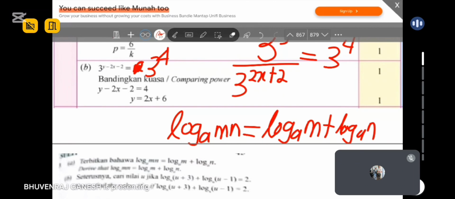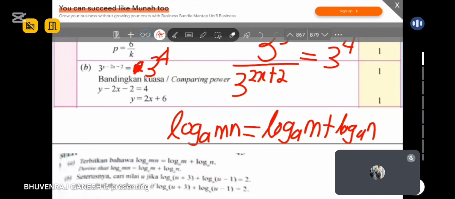Yang ni tak ada cara, guys. Kamu kena hafal saja. You must memorize. No other method. Trust me. You must be rajin hafal. Melainkan kamu nak skip lah soalan macam ni. If you really don't want to hafal, then you just skip this kind of question. That's all. Okay, very good.